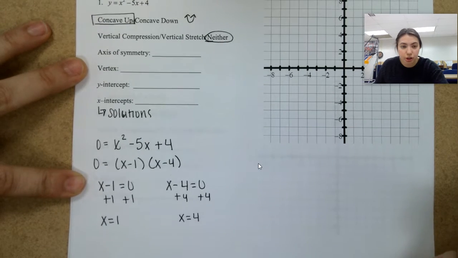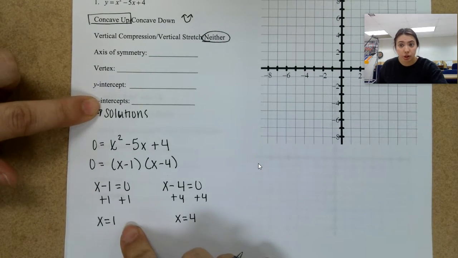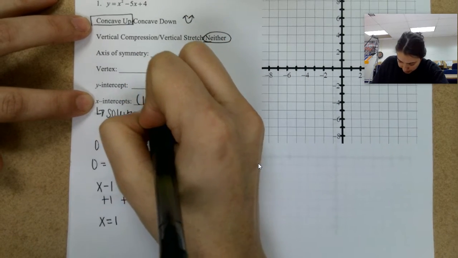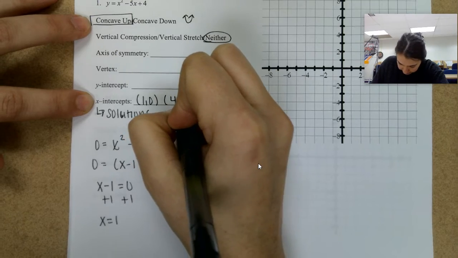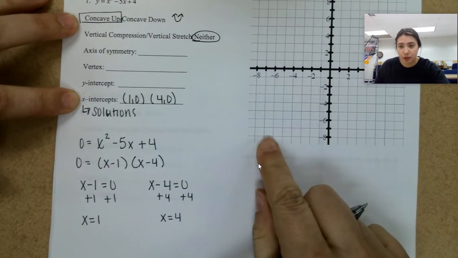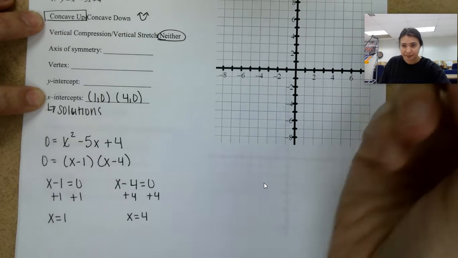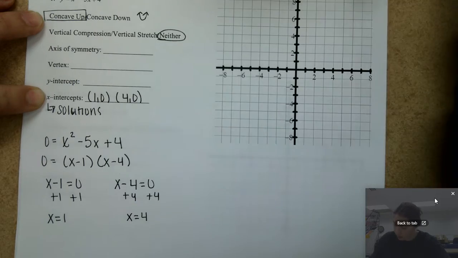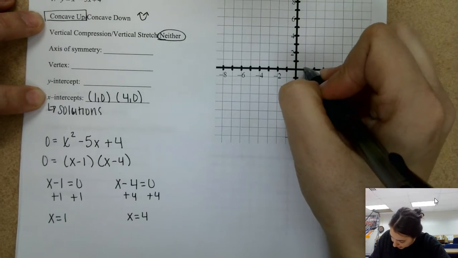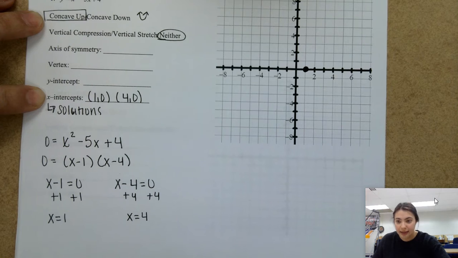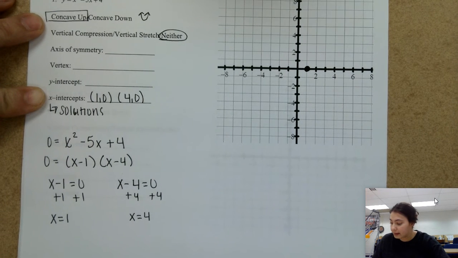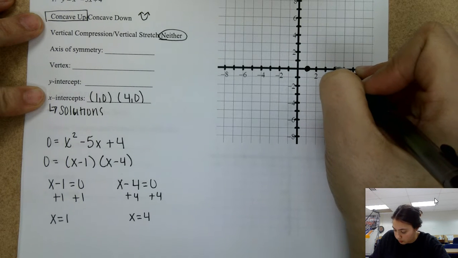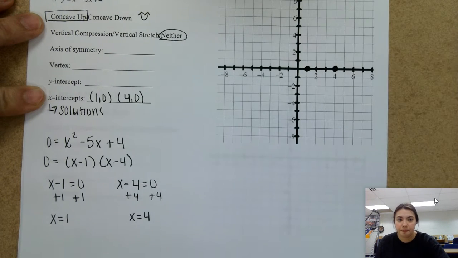So therefore, our two x-intercepts here are just our solutions. When we write our final answer for our x-intercepts, we do want to write them as ordered pairs, so (1, 0) and (4, 0). And we can go ahead and plot those points right over here. I know my face is in the way a little bit, so I'll move myself down here. (1, 0) is right there on the right side of the origin. And then (4, 0) is also on the right side, and that is right about here.